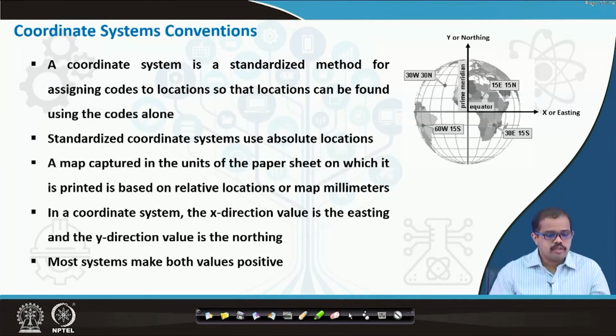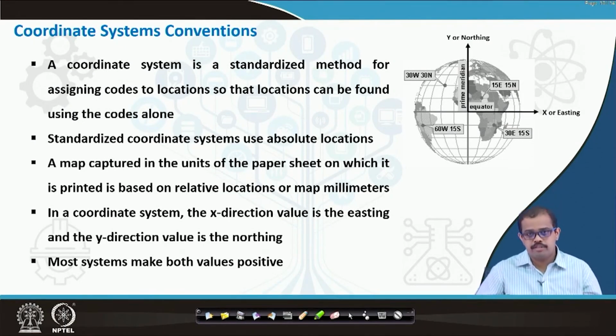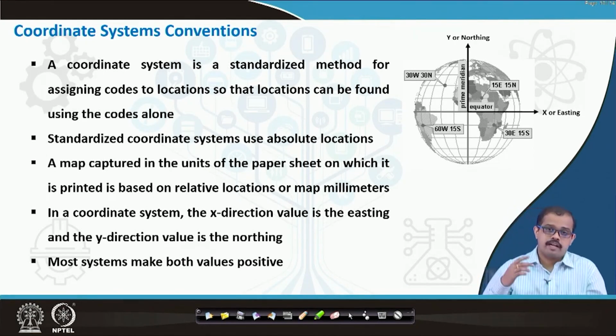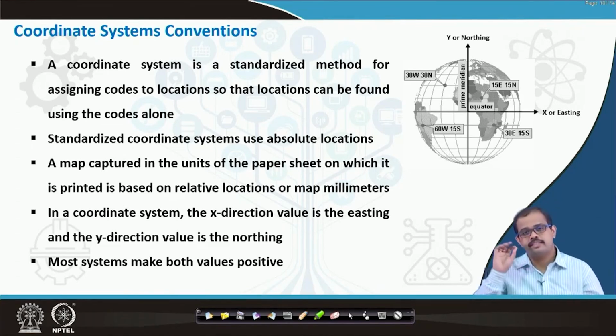Okay. So a coordinate system is basically a standardized method. So how do you define a coordinate system? It is just a standardized method for assigning codes to locations, so that a location can be easily accessed by just codes. Okay. My latitude, longitude are just codes. Using those codes, anyone can find it.